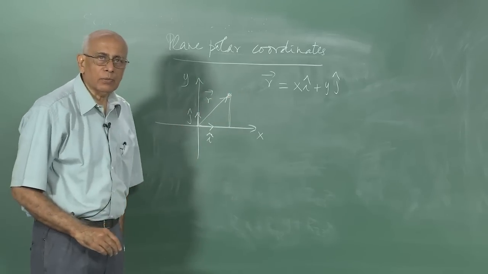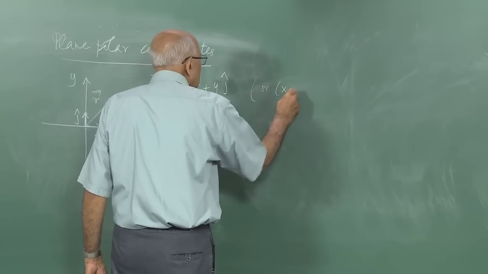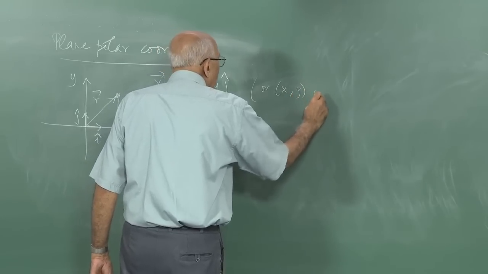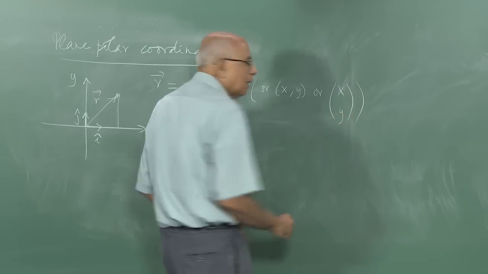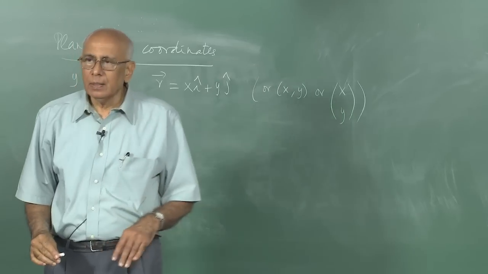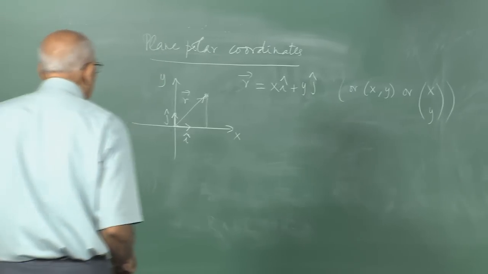So that is the standard way of writing this, but I will often write this also as just x comma y, or sometimes depending on what I want to do I write it like this. They are all equivalent ways of writing the position vector of a point in 2 dimensions in a plane.